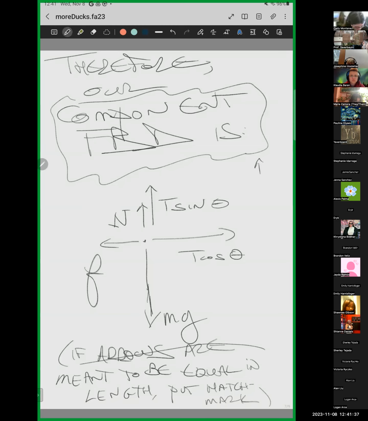We'll call, I should have done this from the start. Call up positive and down negative, and for the x-axis, call right positive and left negative, or make whatever decision you want, but make it and stay consistent with it.